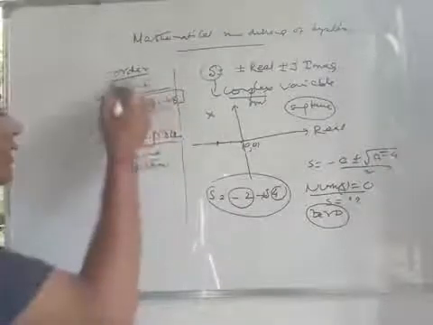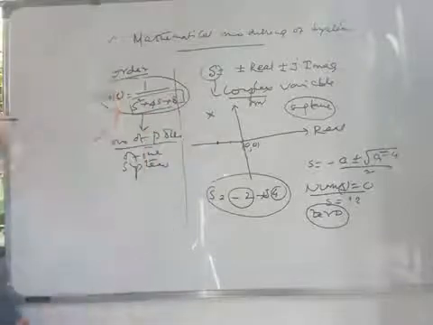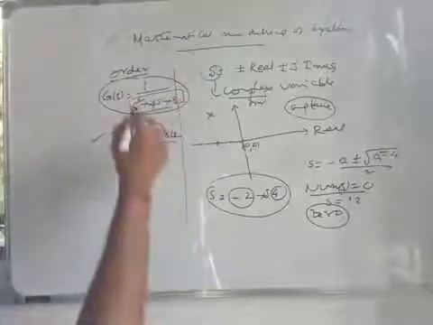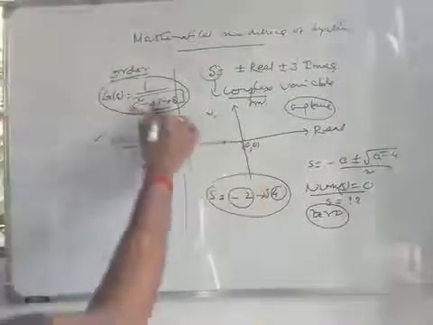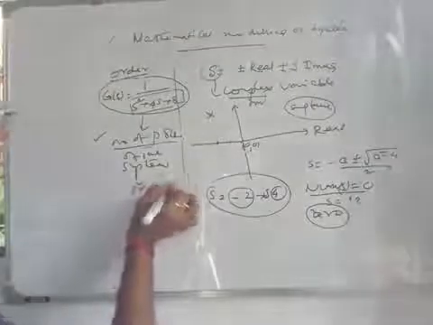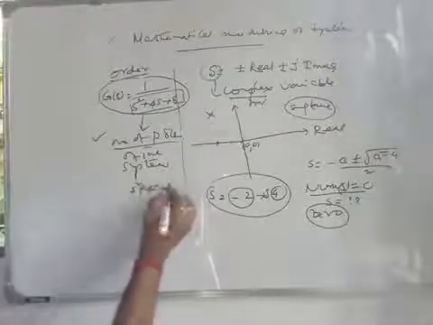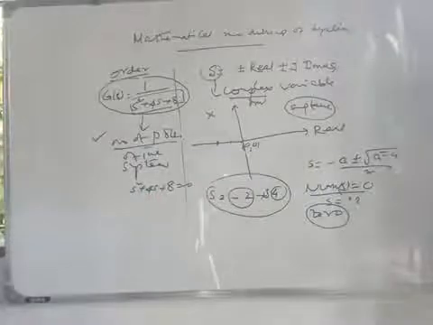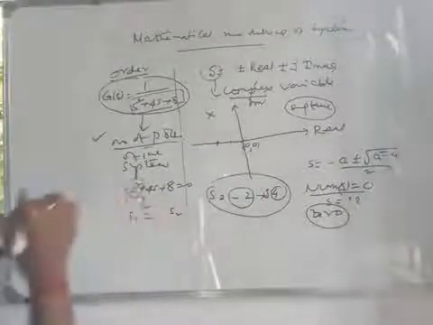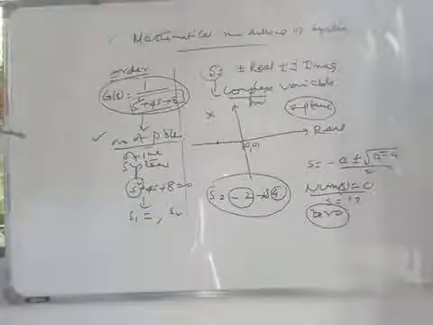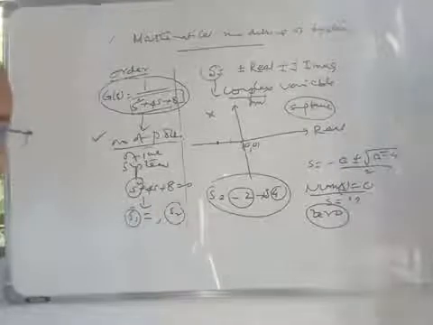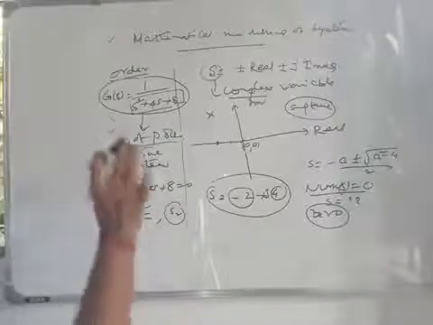A system is described by this, right? G is equal to 1 by s square plus 4s plus 8. Now the denominator, s square plus 4s plus 8 equal to 0, if we solve it, gives you s1 and s2. That means this is a second order system, because we are getting 2 poles here. So if you get 2 poles, that means this is a second order system.